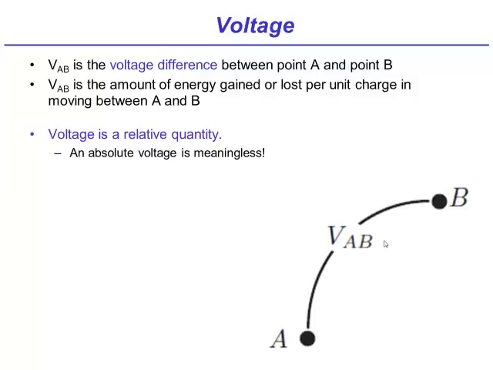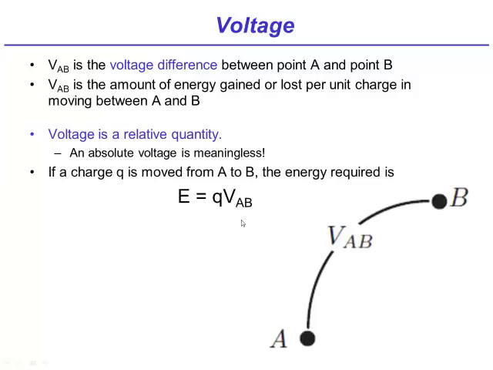So if we take a charge Q, and remember Q can have positive or negative sign, and it has a certain magnitude, and I take this charge and I move it from point A to point B, the energy required to do this is Q times the voltage difference we were just talking about, VAB. So it's Q times VAB.